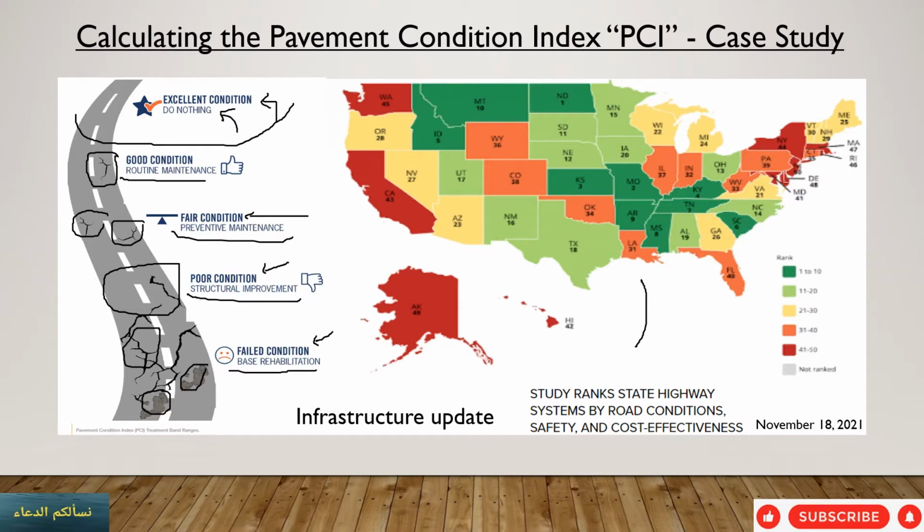As you can see, this map is for the United States. It was a study that ranks the state highway systems by road conditions, safety, and cost effectiveness, which contributes to the decision making regarding the maintenance and rehabilitation, and also provides infrastructure update about the existing pavement.